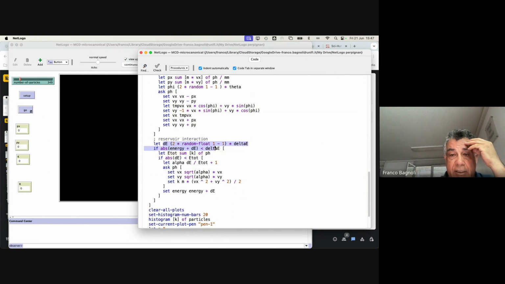I propose a change of energy of the order delta E, which is small. If in the reservoir there is space for this delta E, which can be positive or negative, then I alter all velocities, and then I update it.